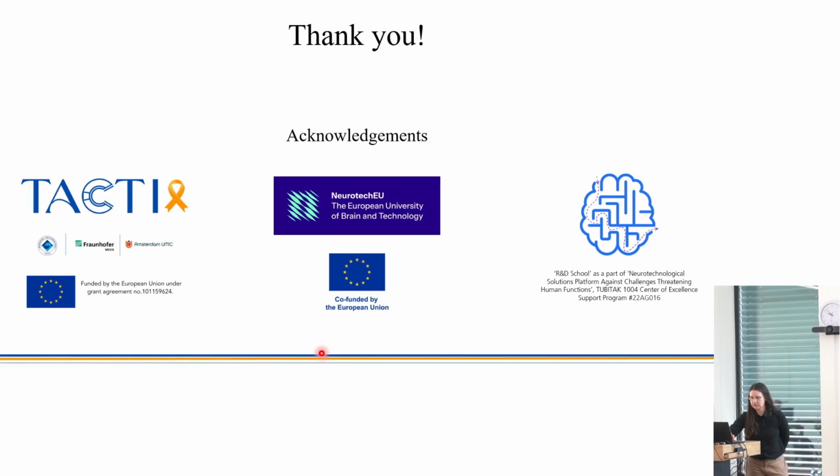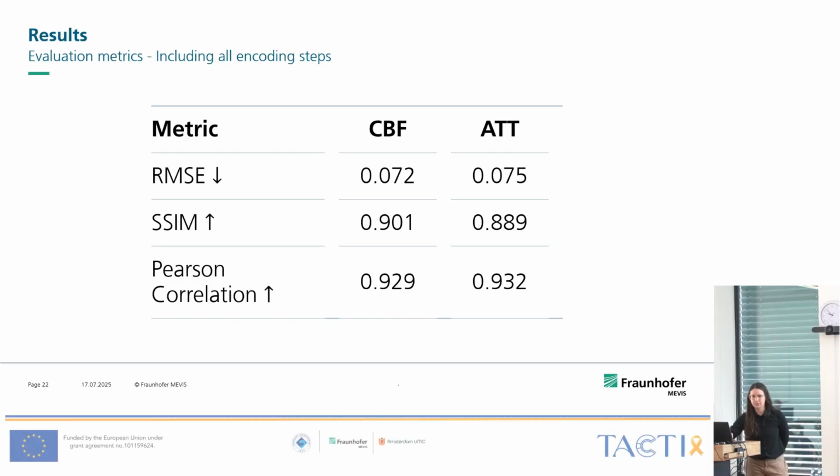I cannot tell you the loss. I don't have these numbers with me, but I put some metrics in the end, if that was your question. Yes. So that's for CBF if all steps are included. And you can see that Pearson and structural similarity index are about 0.9 all the time, and also root mean squared error is pretty low. Thank you.